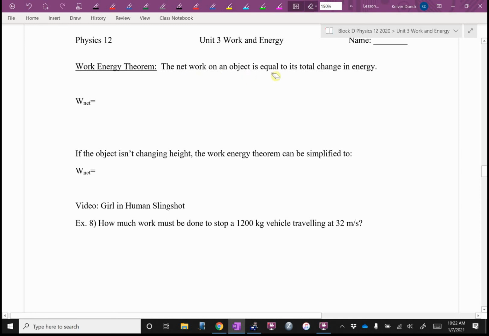The net work on an object is equal to its total change in energy. What? Work is equal to the change in potential plus the change in kinetic energy. I think I put that on your formula sheet. I used to not, but I think I added the work-energy theorem to your formula sheet. Did I not? He's asking. That's also my way of saying, please know where we are now on the sheet, okay?